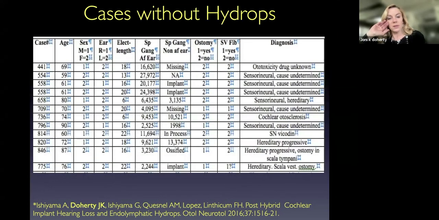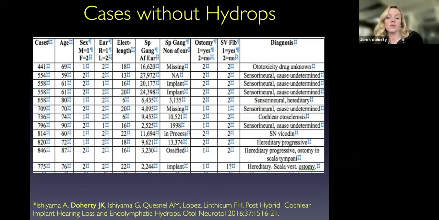And then these are the cases with no hydrops, and the majority of them had a round window insertion, except for three. And the majority of them had no fibrosis within the scala vestibuli and ductus reuniens, except for two that had a cochleostomy.